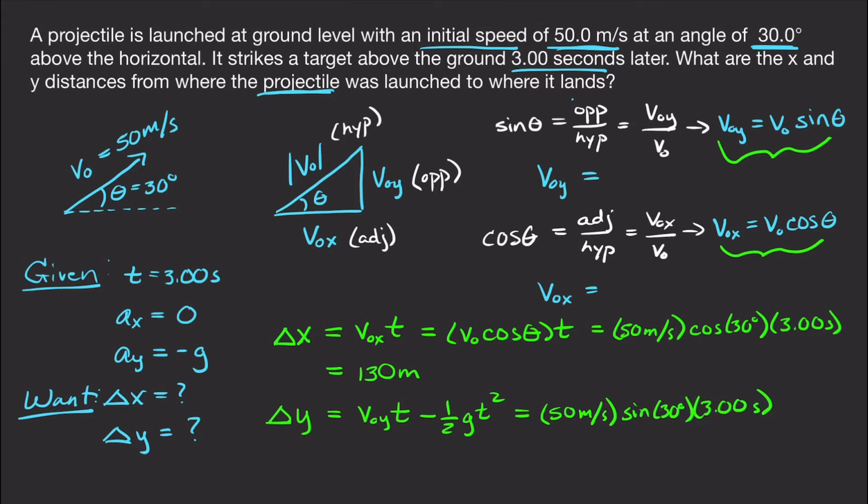And I'm going to run out of room, but I'll write this down here, minus 1/2 g, which is 9.8 meters per second squared, times my 3 seconds all squared. And if you punch that in, you should get 31 meters for your delta y.